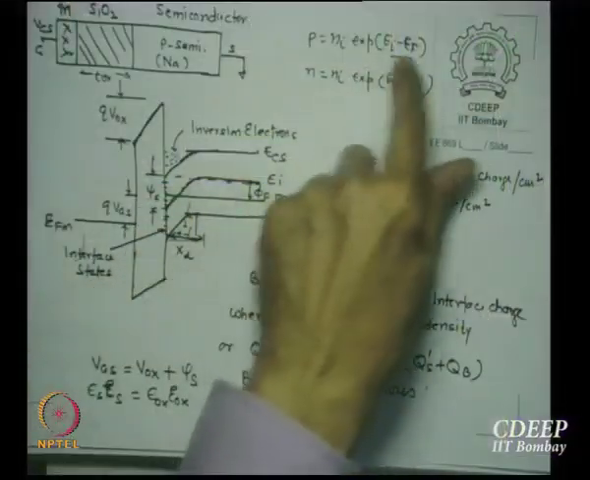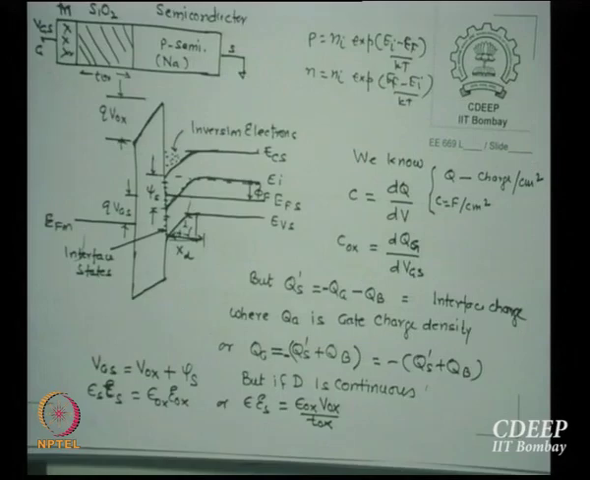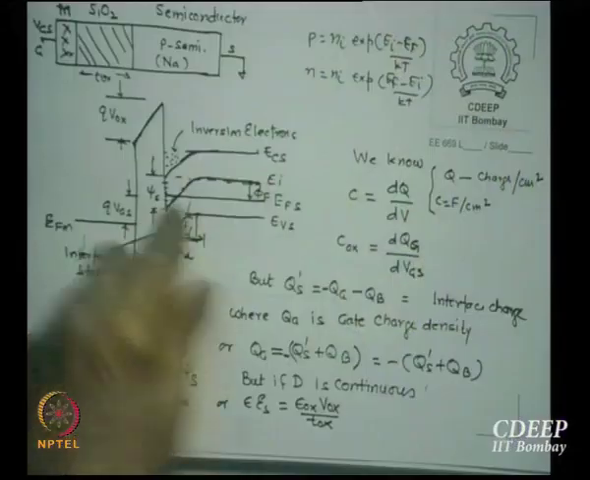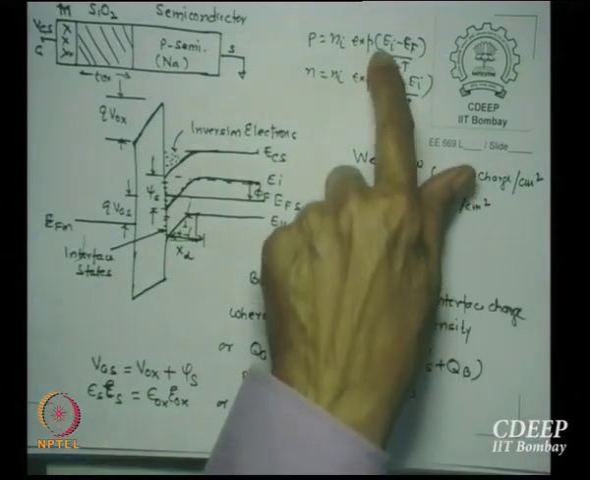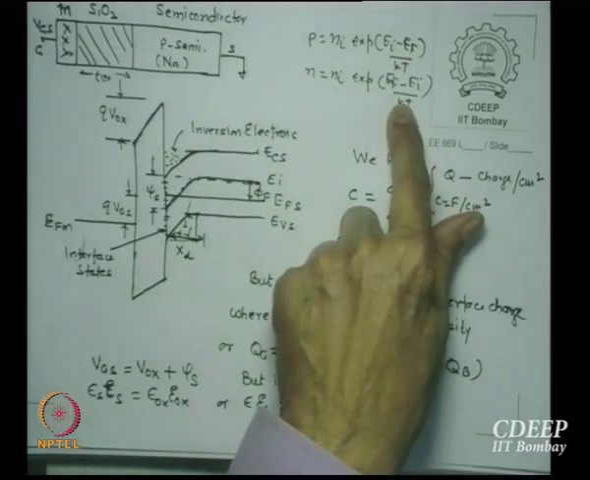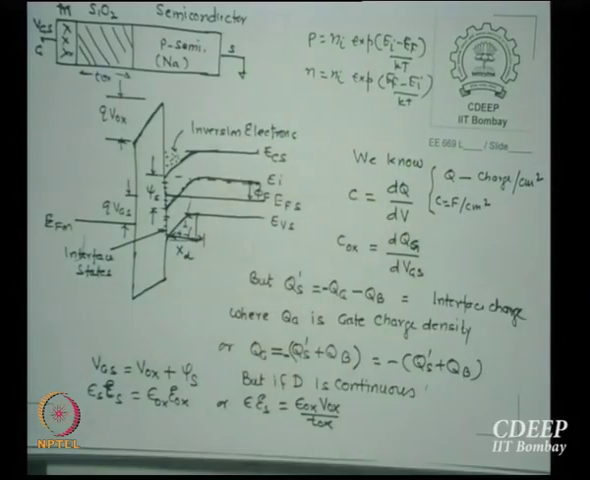Now if EI is equal to EF, what will happen? Exponential zero. That is intrinsic. If EI is equal to EF, P and N are equal to Ni, that is, the material becomes intrinsic. However, if EI goes below EF, what is the Boltzmann relation saying? Electrons must appear. That is the inversion.